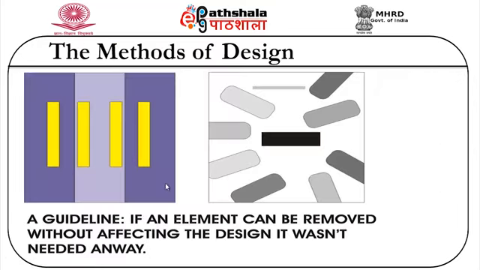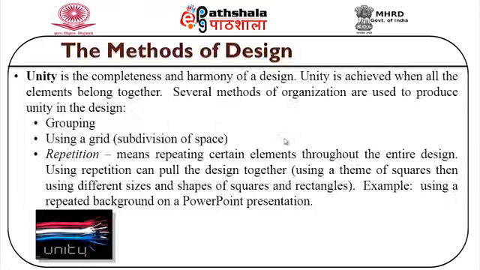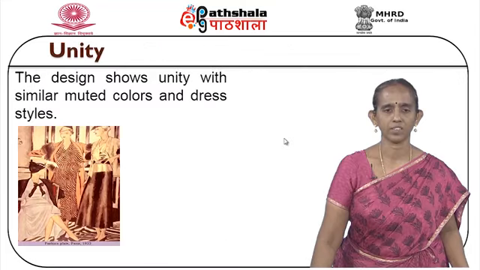So these are the examples for unity. A guideline is: if an element can be removed without affecting the design, it wasn't needed anyway. Here we can see these yellow color blocks are being repeated so many times. Similarly here, all these blocks are being repeated so many times. Even if one block is removed from this visual, it doesn't matter to the entire visual. But if this specific black color block is removed from the visual, it matters a lot. So that is the importance of unity as such.